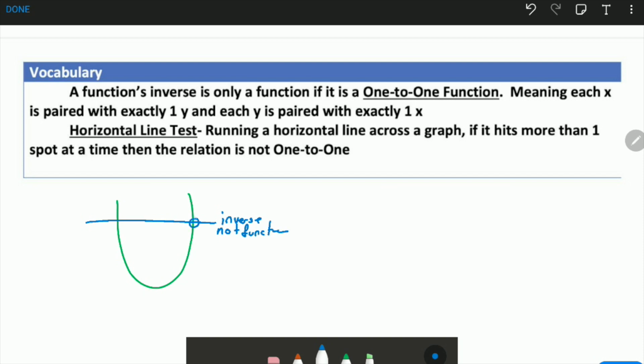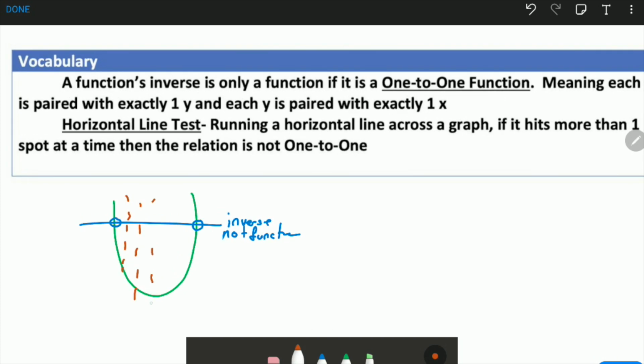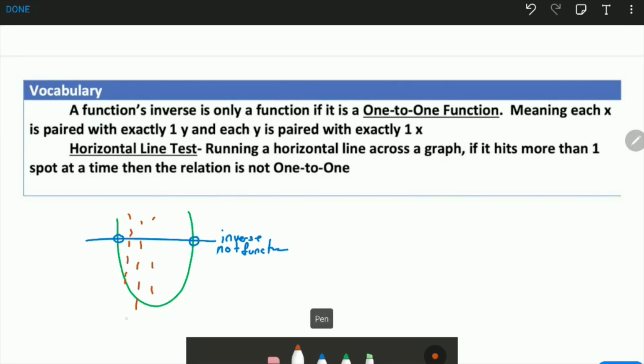Because the horizontal line test here hits the function in more than one spot, its inverse would not be a function. The original is a function because no matter what vertical lines I try to draw here, it's only ever going to hit the graph one time. Therefore, the original is a function based on this quick little example.